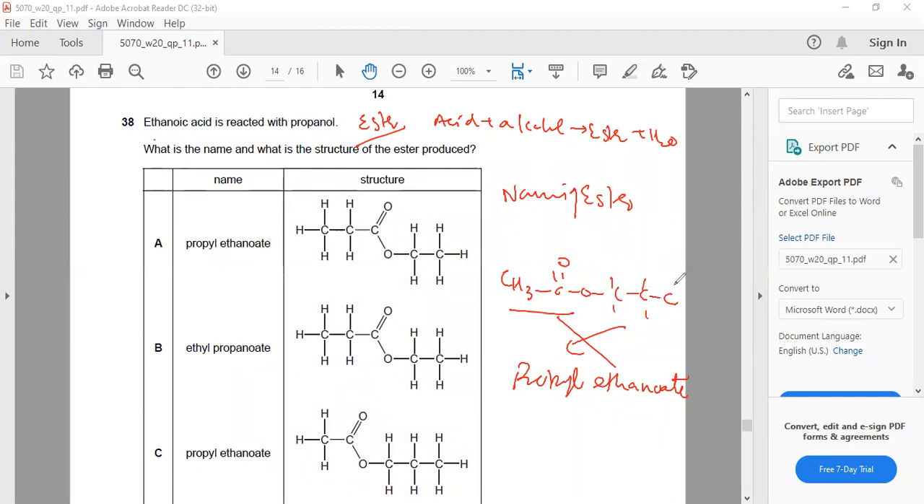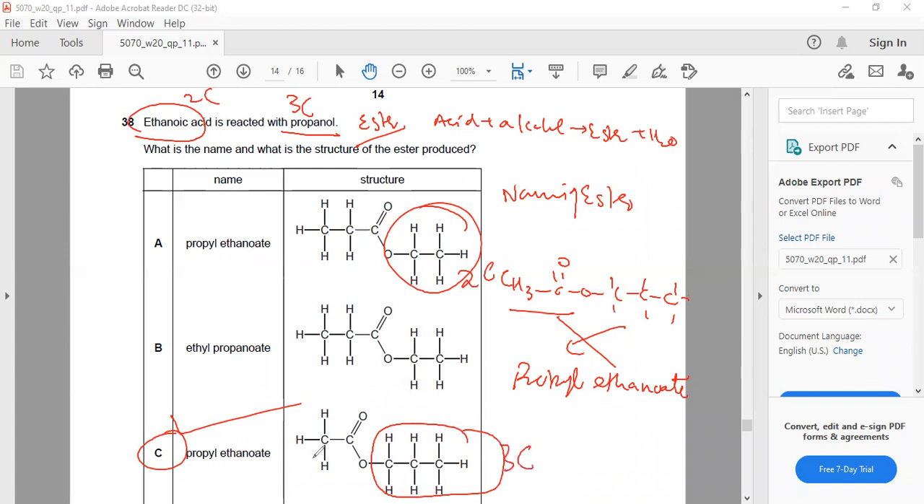This is the ester formed when a 3 carbon alcohol reacts with a 2 carbon carboxylic acid. Ethanoic acid means 2 carbon. Propanol means 3 carbon. This is the acid. Propyl ethanoate. Propyl ethanoate is A and propyl ethanoate is C. Anyone is correct. But this is wrong because it has 2 carbon. Propyl, C is the answer because propyl must have 3 carbon. Ethanoate, 2 carbon. Got it?